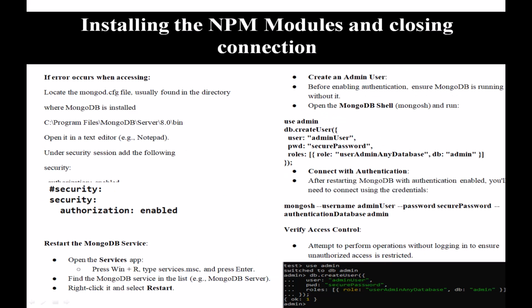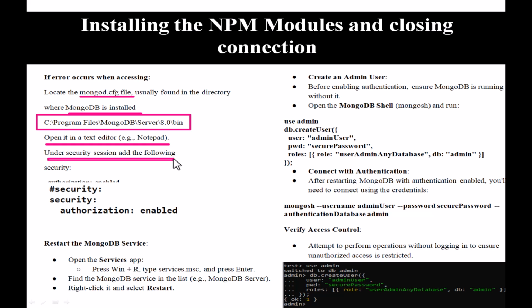Next, installing npm modules and closing the connection. So now, what are we doing here? First, locate and modify the configuration file. It is usually found where you have installed MongoDB: C drive, Program Files, MongoDB, Server, 8.0, bin. Now you are going to open the text editor, Notepad. Under the security section, you are going to type: security, authorization: enabled.